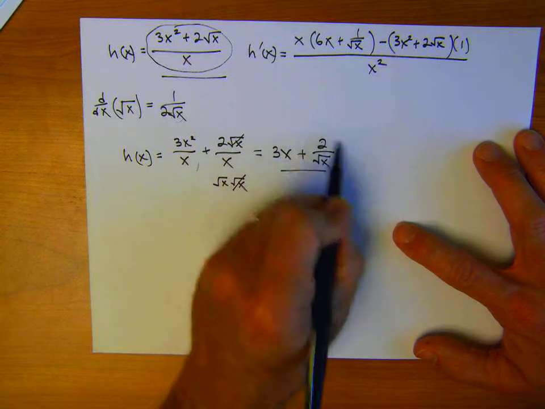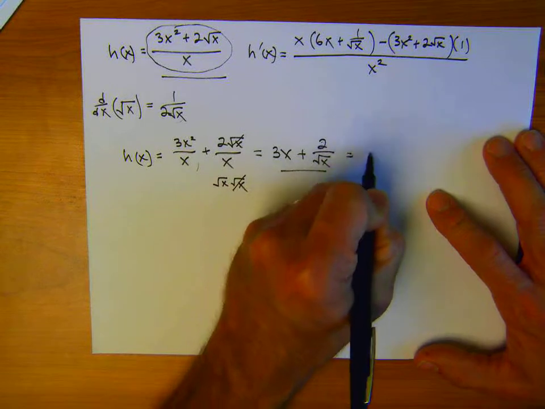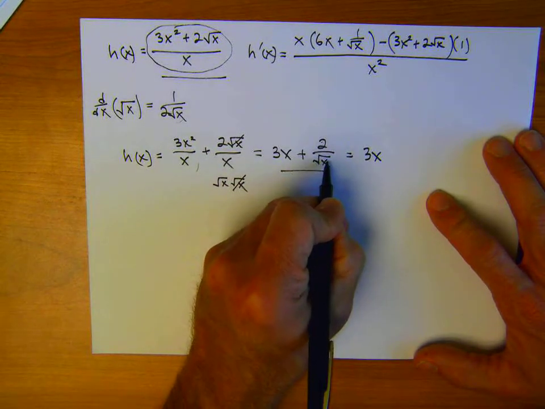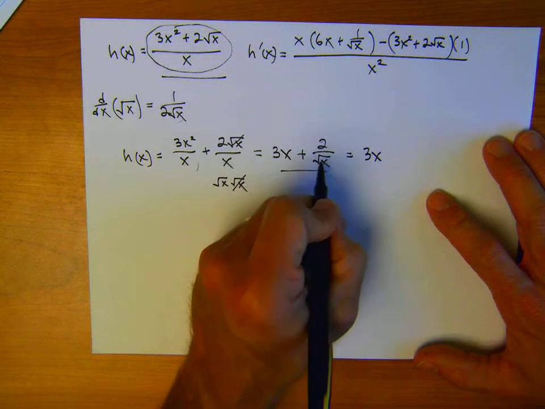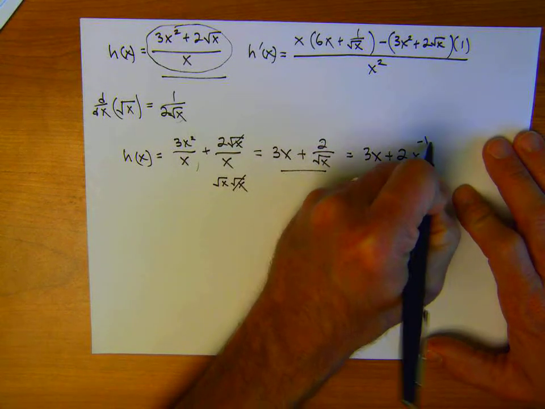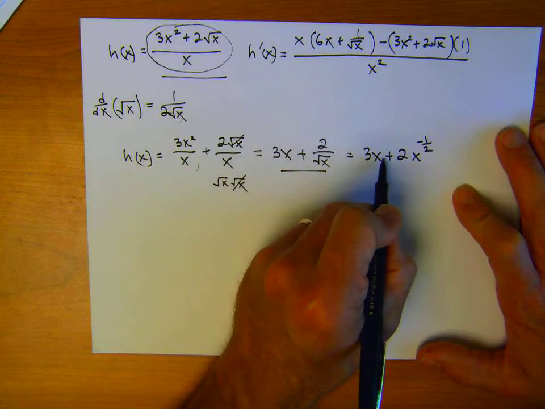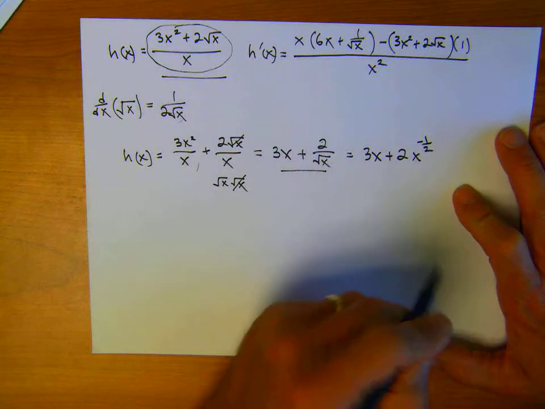So this looks like it's much simpler to take the derivative of, especially if I rewrite this. So let's rewrite this one more time. Remember that square root of x is x to the 1/2, and if it's in the denominator, I can rewrite it as 2 times x to the negative 1/2. Now I've basically rewritten everything as x to some power, and I can just use the power rule.